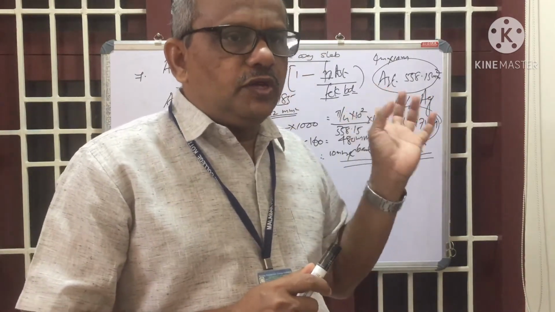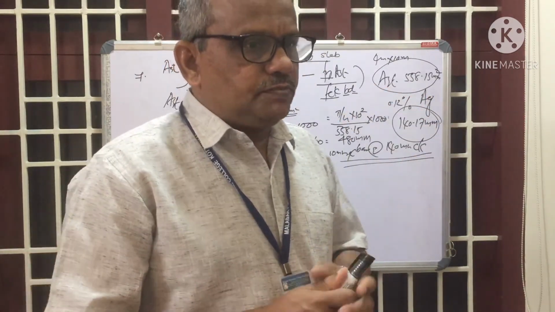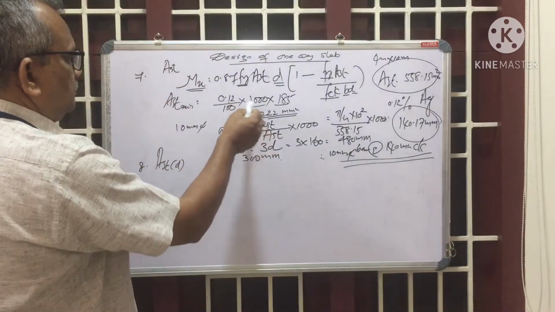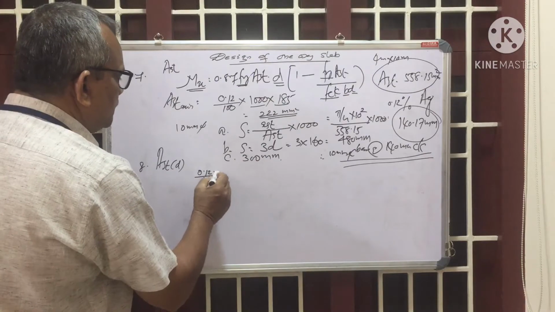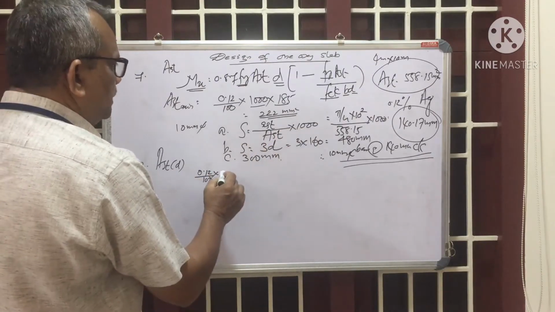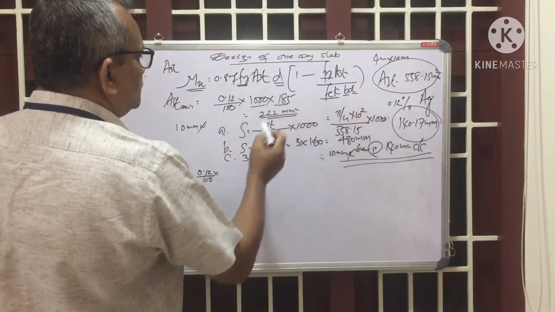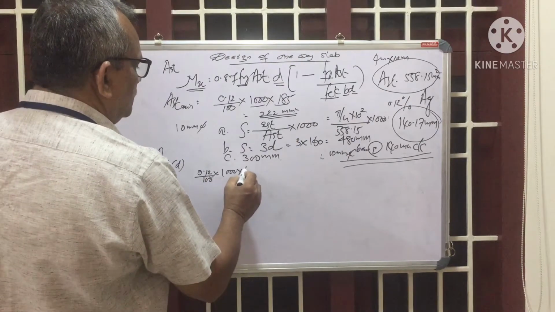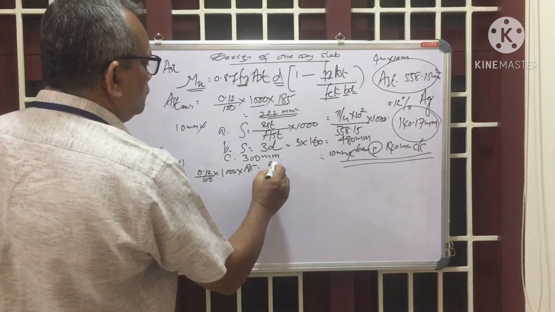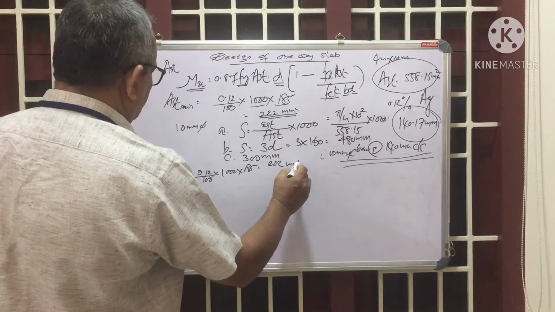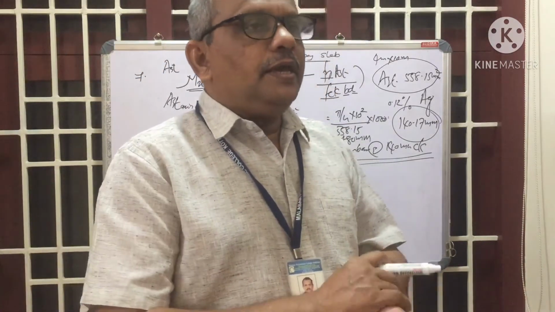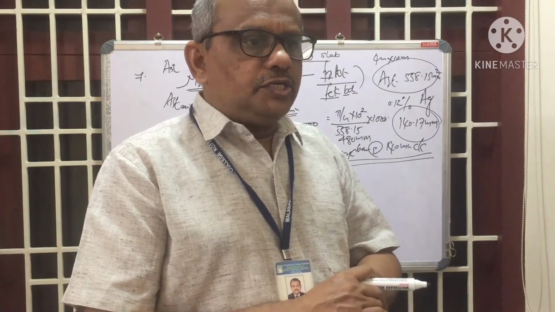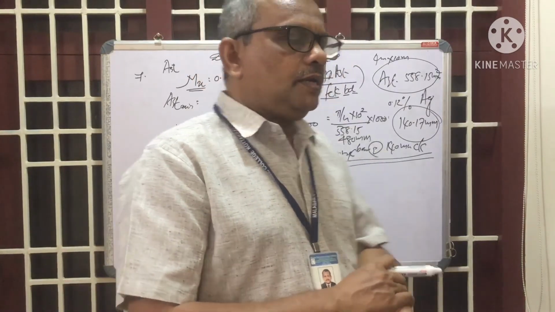As per the code, we know the minimum reinforcement, that is 0.12 percentage of the gross area. The gross area is the same thing, that is 1000 into 185. 0.12 percent of 1000 into 185 is equal to 222 mm squared. That is the area of distribution steel, right?